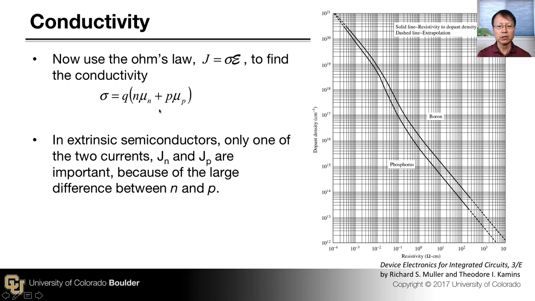If there are two carrier species equally contributing, then you need to include both the electron term and the hole term here. But for most doped semiconductors, extrinsic semiconductors, one carrier species dominates. The majority carrier concentration tends to become many, many orders of magnitude greater than the minority carrier concentration. So in that case, you only need to include one of these two terms, for the majority carriers.